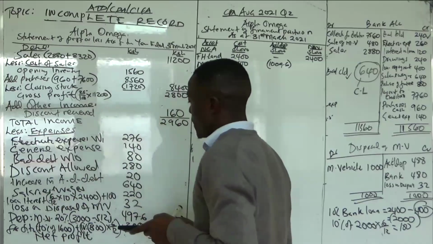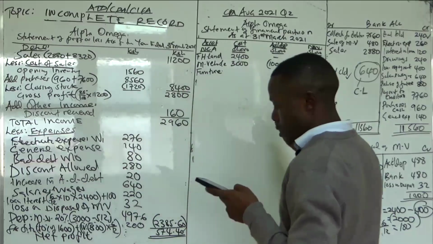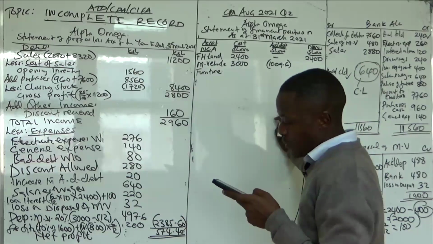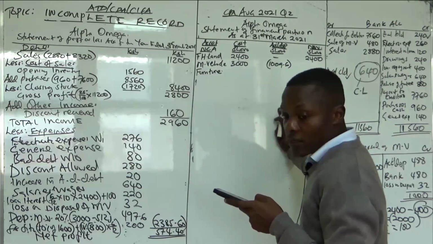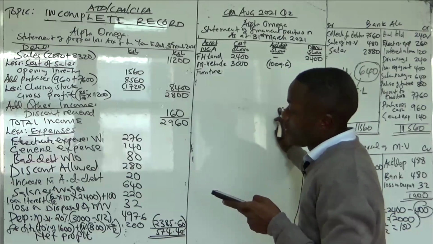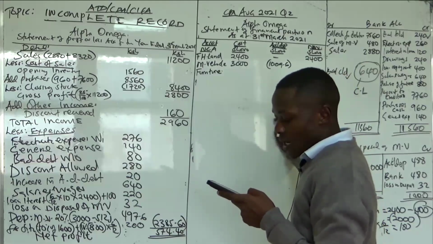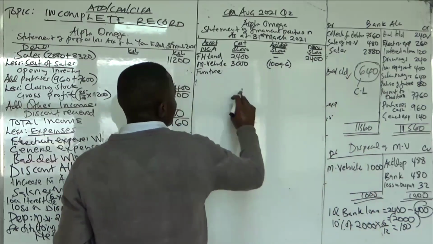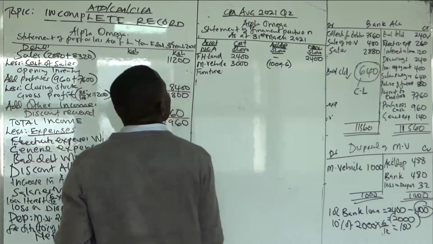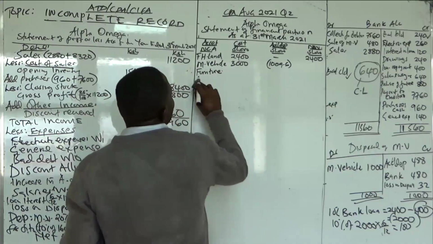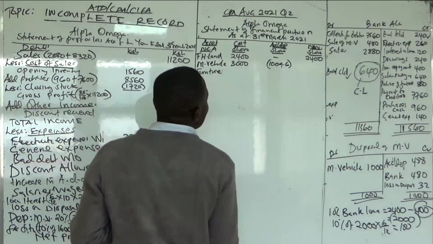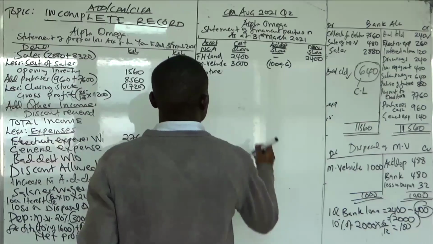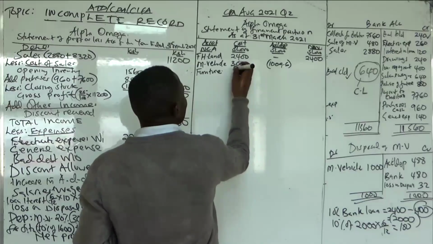Furniture, remember the cost at the beginning. They had 960 at the beginning of the year, look up there. Then they added an addition of 800. 960 plus 800 is how much? 1760.